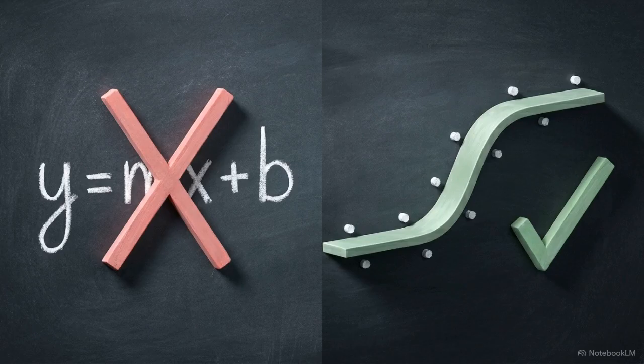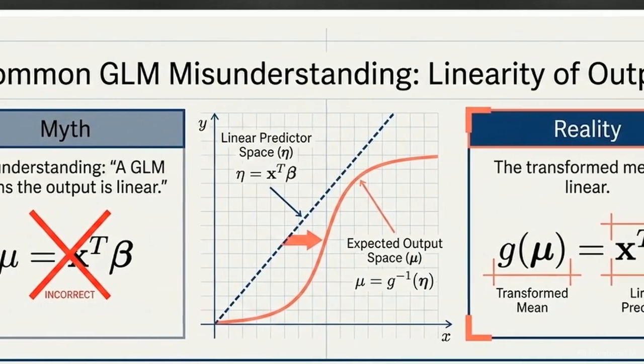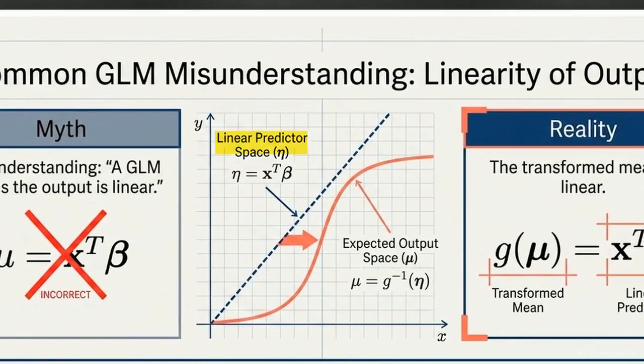There is a widespread professional misconception that because it's called a generalized linear model, the final output changes linearly with the input. Looking at the left panel, we explicitly debunk this. A 1-unit change doesn't cause a flat, additive increase in probability. Instead, the center graph reveals the model is only linear in the predictor space before the inverse link transformation bends the output into the S-curve.